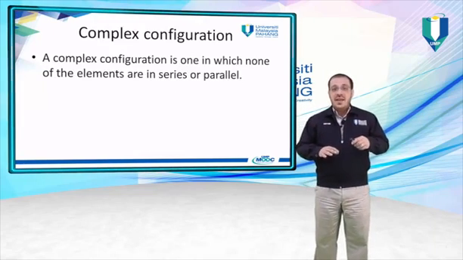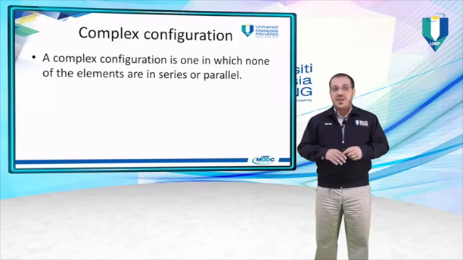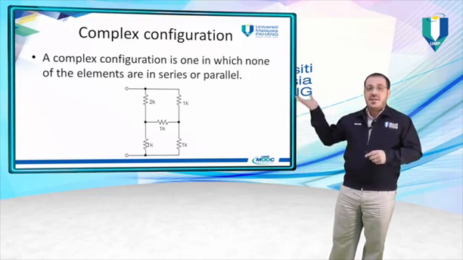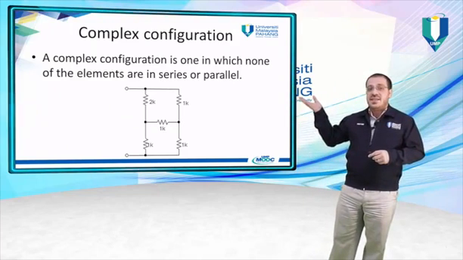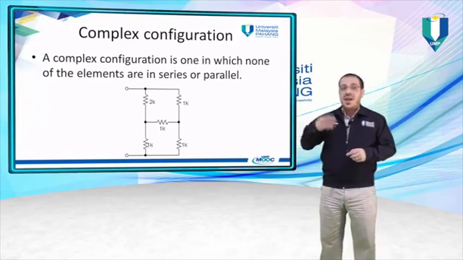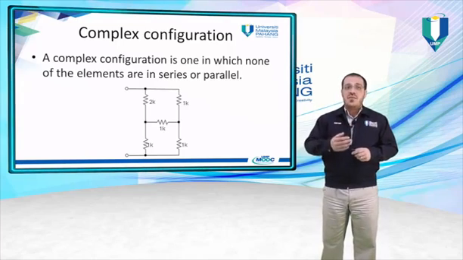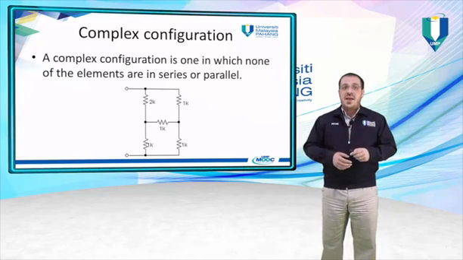We should differentiate between series parallel and complex configuration. A complex configuration is one in which not all the elements are in series or in parallel. For example, this one. You see a resistor in the middle, and actually it's not in series or in parallel with the other elements. There are different ways of analyzing this one. We will come to this by the end of this module, but now we are still in the introduction.